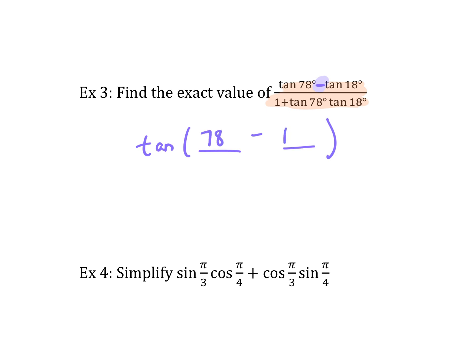So 78 minus 18. So we get the tangent of 60 degrees. And if we go to the tangent of 60 degrees, we can find that answer. Tangent of 60 degrees we know is just equal to the square root of 3. Okay.